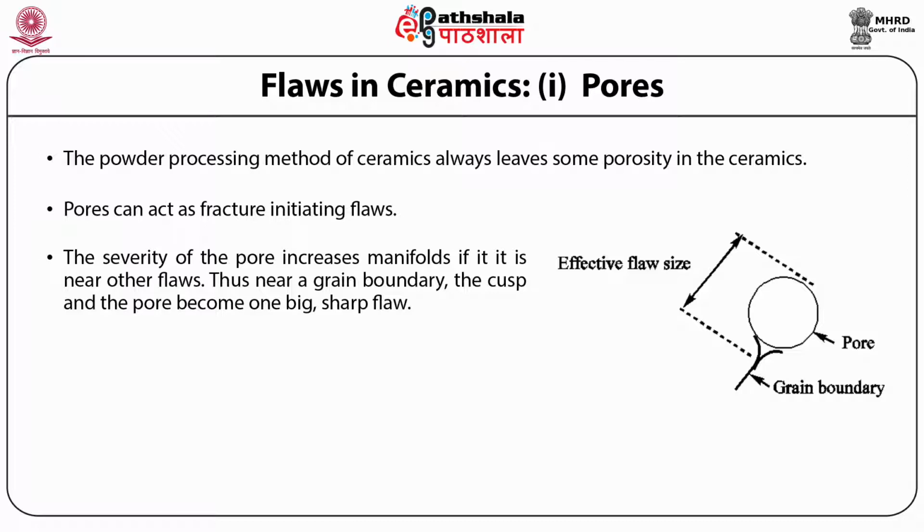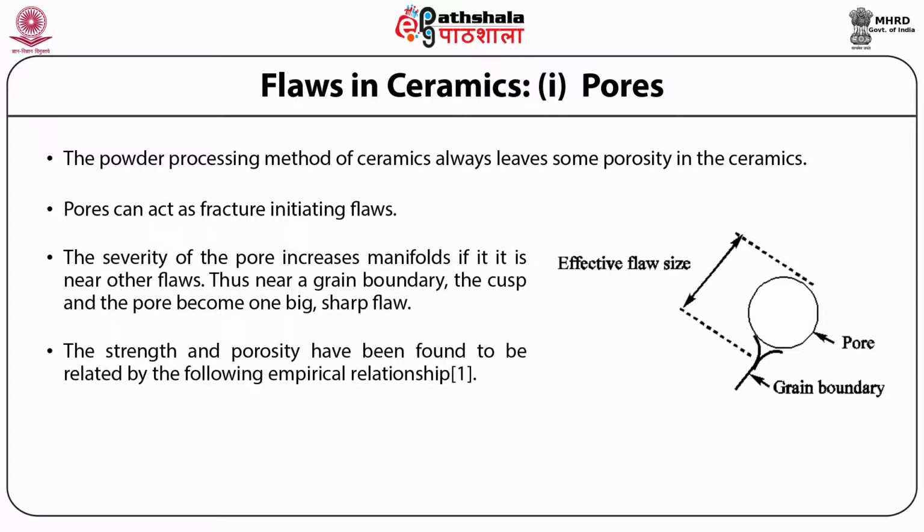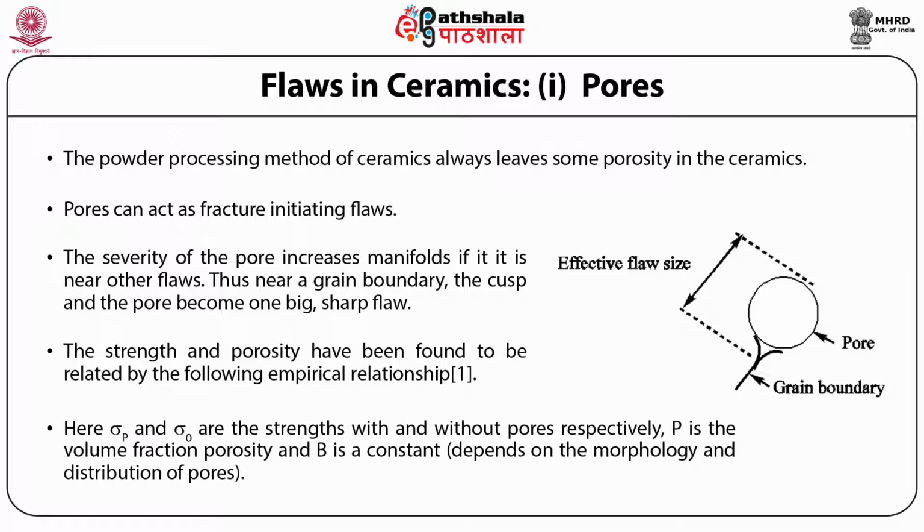So, pores. The strength and the porosity of the pores have been found to be related by the following relation, that is sigma p equal to sigma naught exponential minus bp, where sigma p and sigma naught are the strengths with and without the pores respectively. P is the volume fraction porosity and B is a constant which depends on the morphology and distribution of pores.